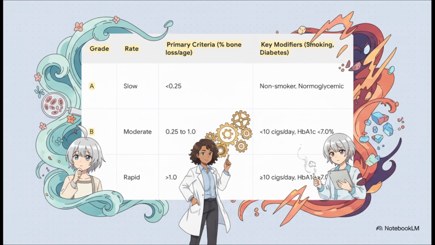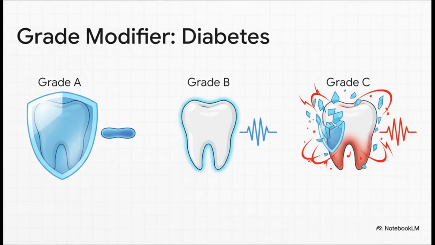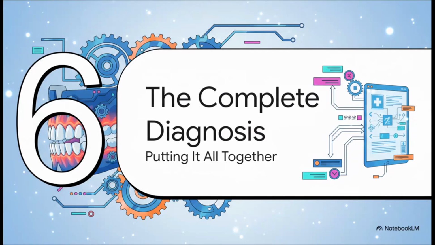And honestly, for most of us in the clinic, the most practical, actionable part of this whole thing is going to be the grade modifiers. So let's zoom in on a really critical one: diabetes. If a patient doesn't have diabetes, that's a grade A modifier, low risk. If they do have diabetes, but their A1C is well controlled, under 7.0%, they're considered grade B. But, and you really got to remember this, if their HbA1c is 7.0% or higher, that's an automatic grade C. That signals a high risk of rapid progression, no matter what else is going on.